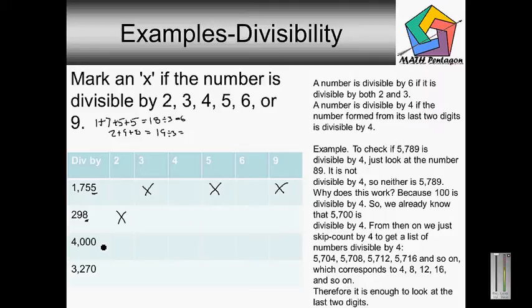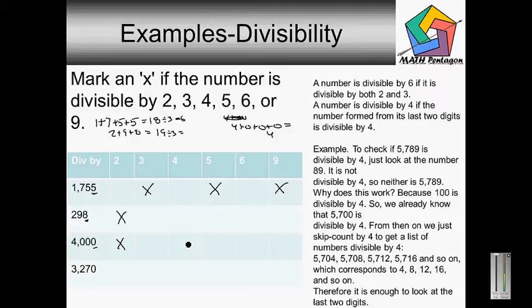Okay, we have 4,000. Is 4,000 divisible by 2? Yes, because it ends with a 0. For 3, divisible by 3, we add 4 plus 0 plus 4 plus 0 plus 0 plus 0. That gives us 4. Is 4 divisible by 3? No, so we don't put an x there.